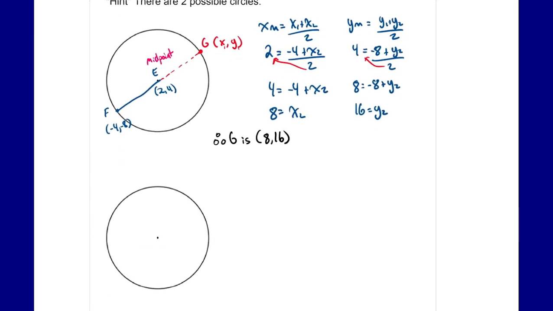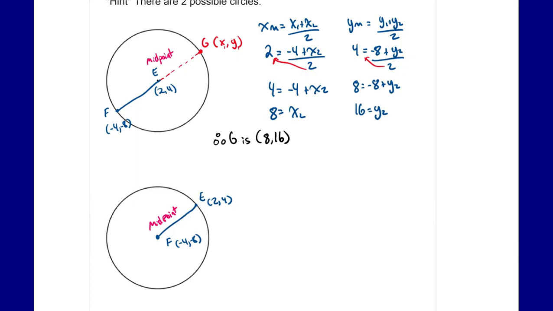Now, there was a hint that there are two possible circles. The reason is that E could be the midpoint, or E could be the endpoint. There is nothing telling us which point is the middle and which is the end, just that it's the radius. So the radius implies that one of those values is the midpoint, or the center of our circle. We did one example where E was the midpoint. The next one we're going to do where F is the midpoint, and this is going to give us two different values.